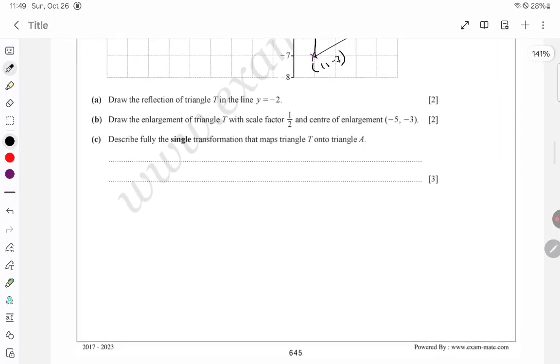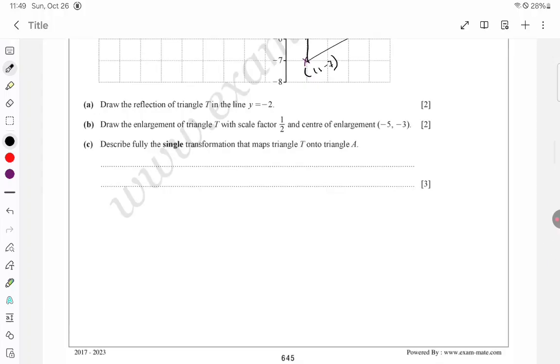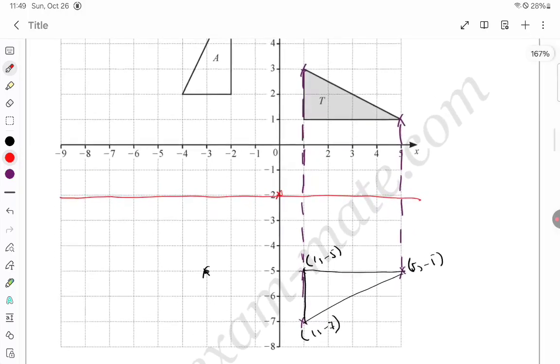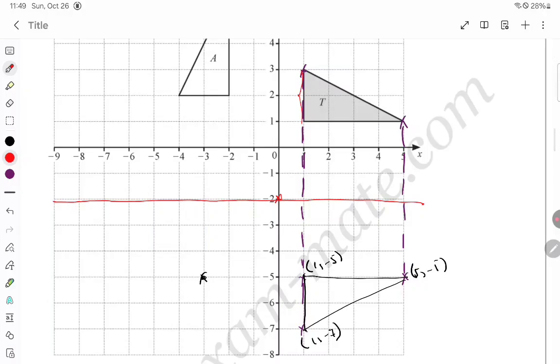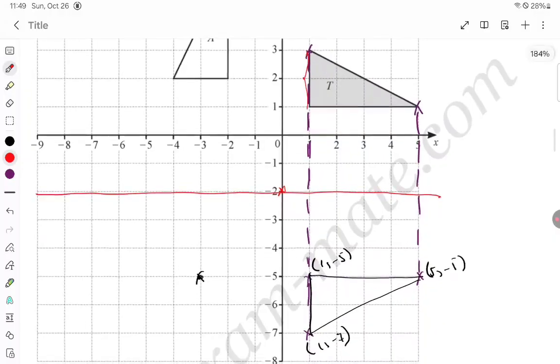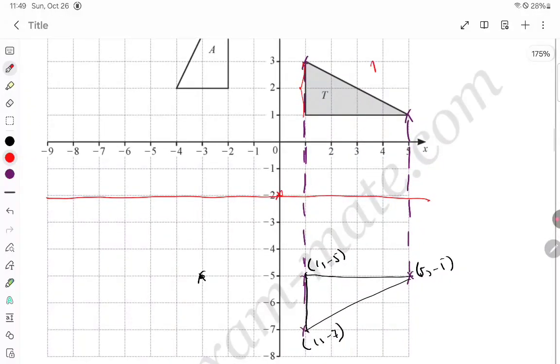In part B, draw the enlargement of triangle T with a scale factor half and center of enlargement negative 5 comma negative 3. Negative 5 comma negative 3 lies here. Now for the enlargement of half, calculate the point. This is 1 and 2 units. It will become 1.5 if we reduce it to the half. Sorry, it will become 1 unit for that.